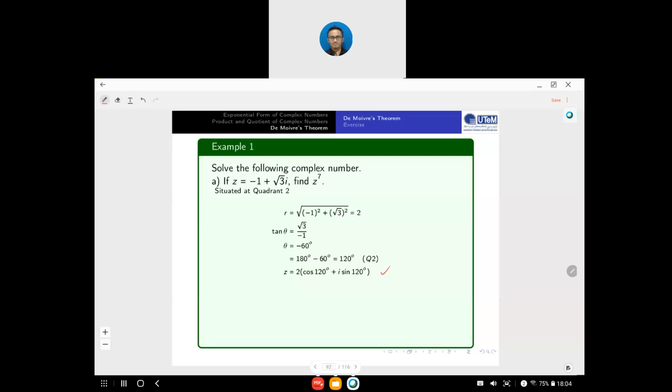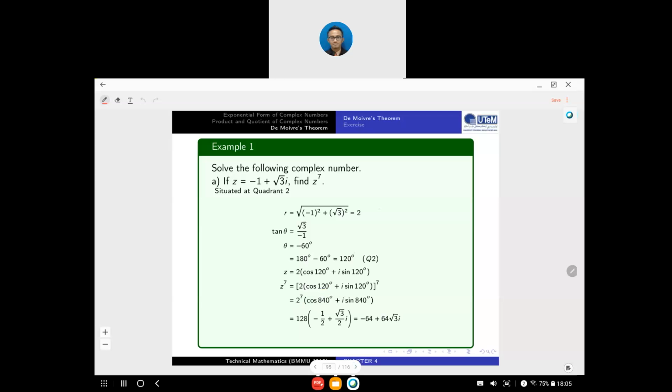And then you want to find z to the power of 7. z to the power of 7 equals all those things to the power of 7. So by using the formula of De Moivre's Theorem, 2 to the power of 7, and then the angle 120 times 7, you get 840, and 840 for sine. So this one we can solve, and you can get -64 plus 64√3 i.